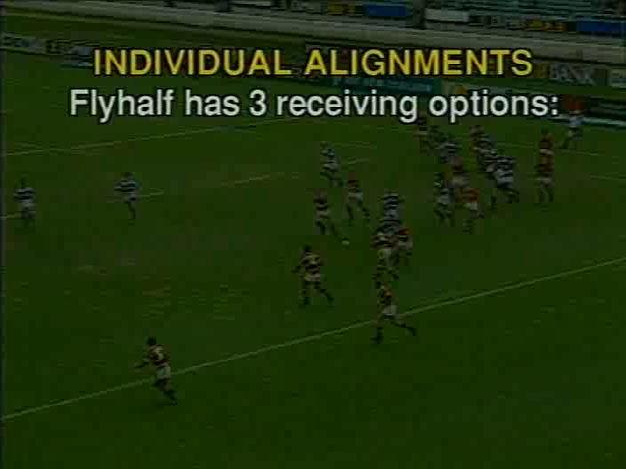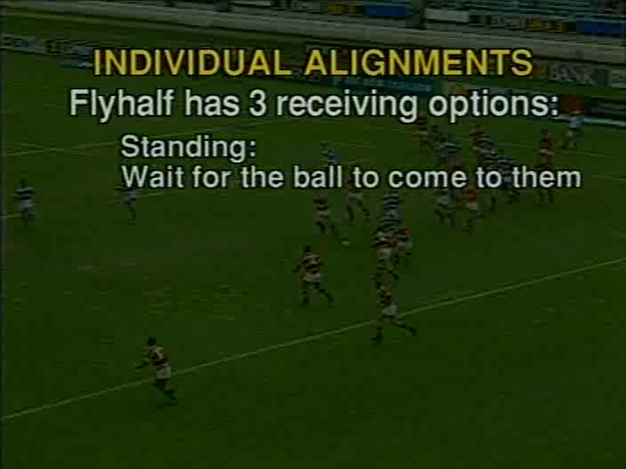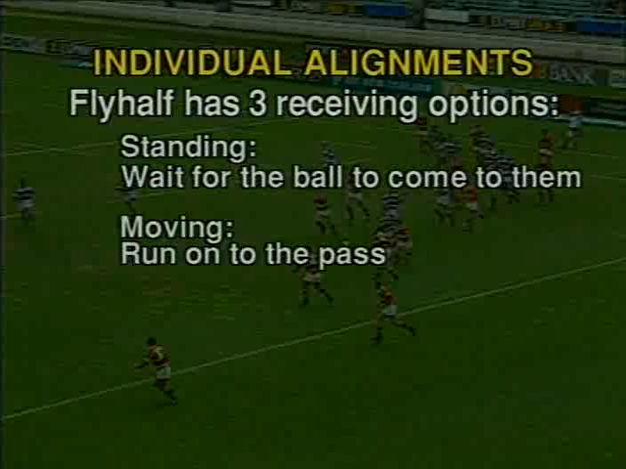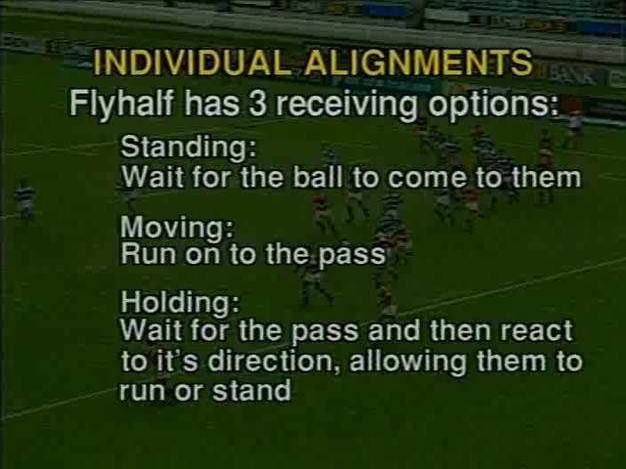Fly half. First five has three receiving options. Standing, he waits for the ball to come to him. Moving, he can run on to the pass. Holding, he waits for the pass and then reacts to its direction, allowing him to either run or stand.